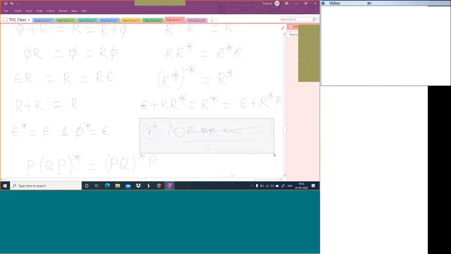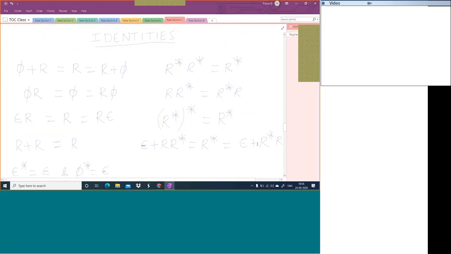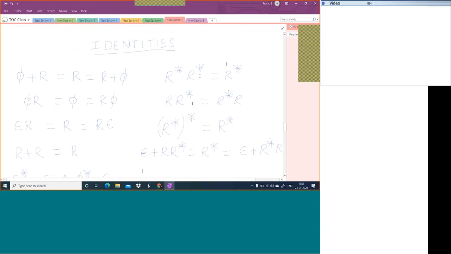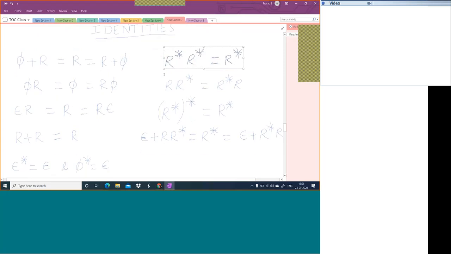Okay. Next, r star followed by r star is r star only. What is r star? Epsilon, r, r square, r cube, and so on, followed by again r star: epsilon, r, r square, r cube. So if you concatenate this and this, you will get the same epsilon, r, r square, r cube, and so on, which is r star.